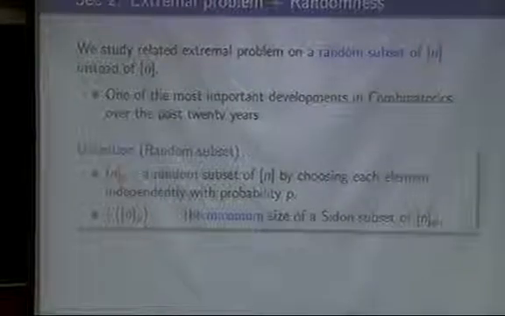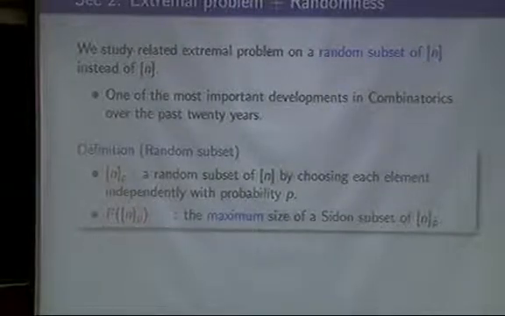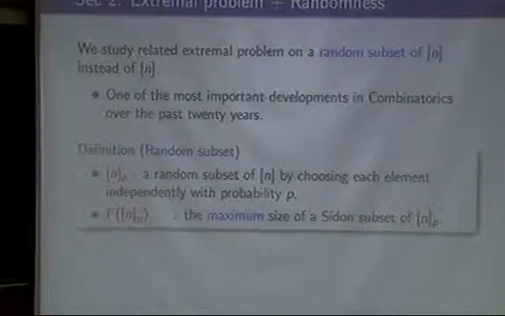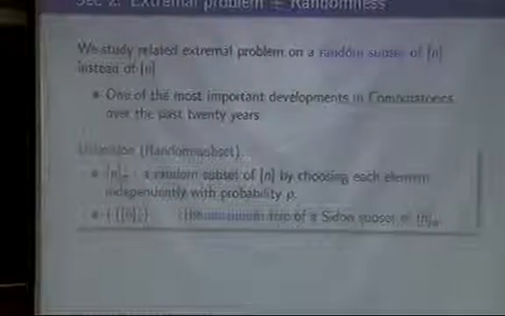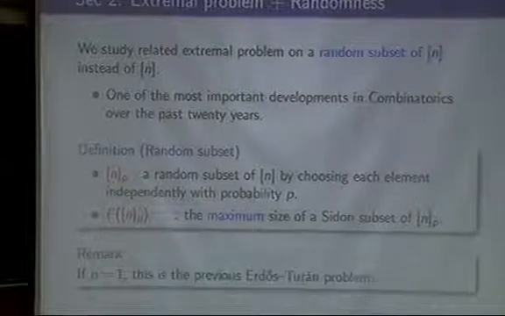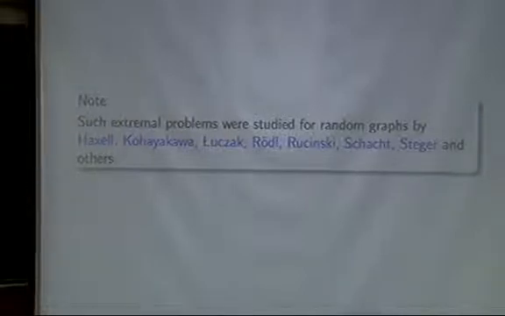So now the situation is the following. Instead of considering the integers from 1 to n, we think of a random subset of the set, and we want to understand what will be the maximum size of a Sidon subset of the random set. And the random set will be like N_p. If p is 1, this is the previous additive problem from the 1940s. Actually, this kind of extremal problem was studied for random graphs by Haxell, Kohayakawa, Łuczak, Rödl, Ruciński, Schacht, Steger, and others.